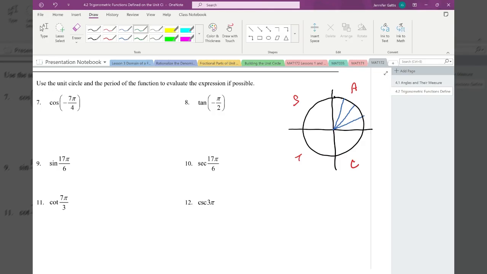All right. So this is 1, 0. This is 0, 1. -1, 0. 0, -1. All right. And then here, okay, this is going to be the pi over 6. So cosine, or the x, is √3/2.